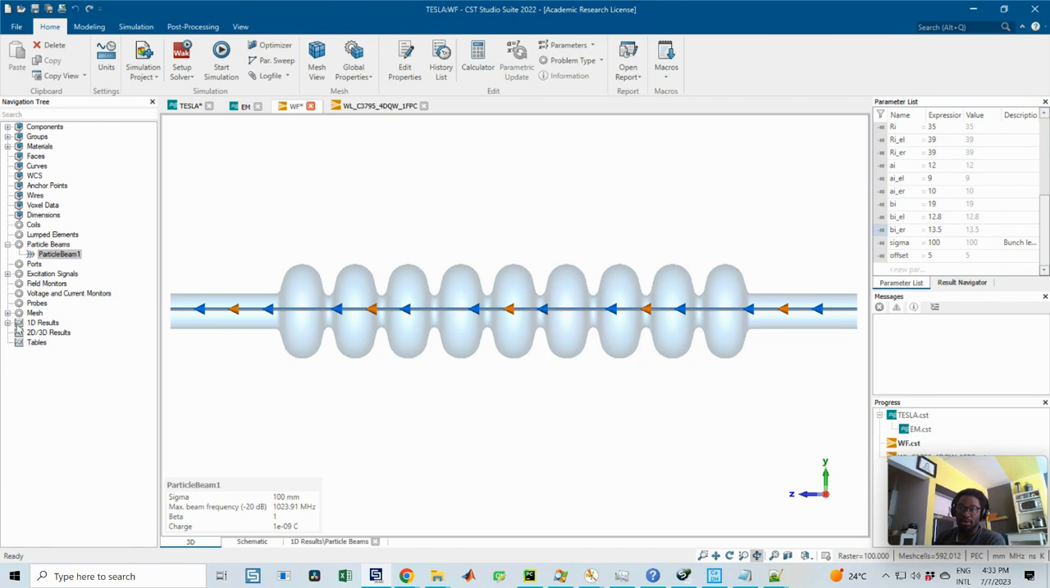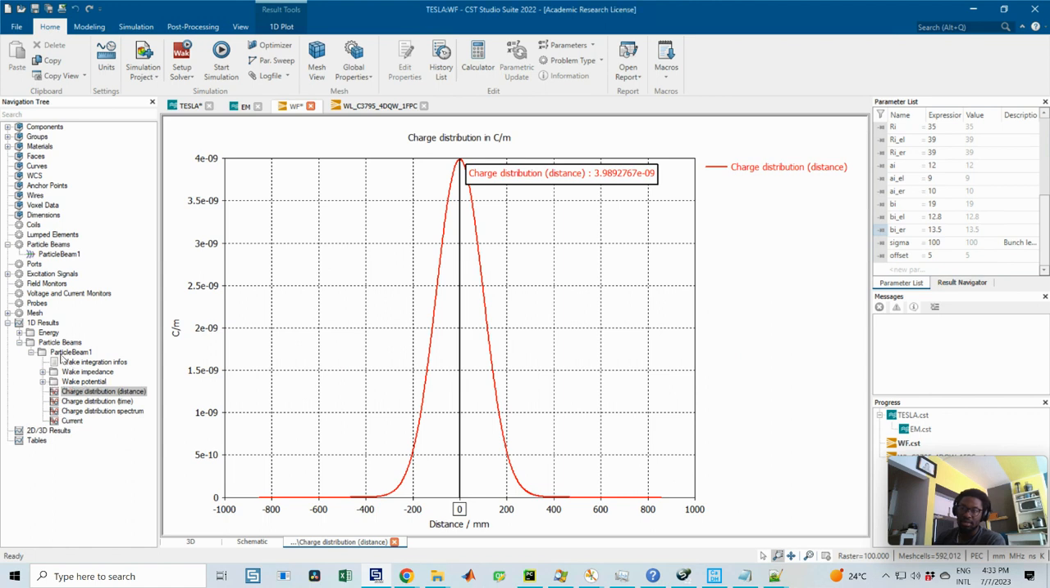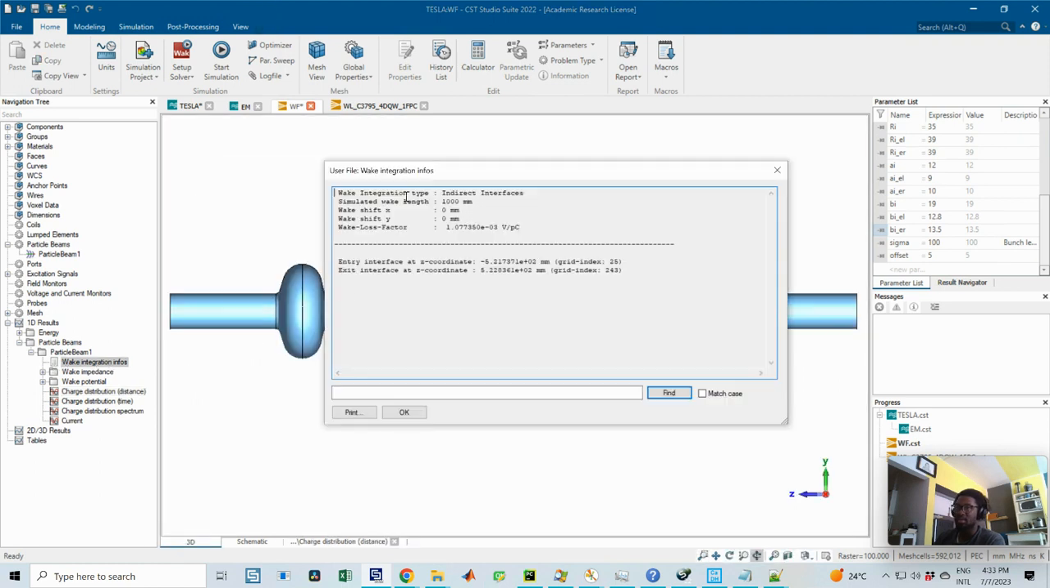Once you're done running your Wakefield analysis, you should see 1D results and then particle beams, and then you should see your wake potential, of course, and charge distribution, everything. But to get your loss and kick factors, you see this wake integration info. If you double click on it, then you see your wake loss factor. Because there was no shift, my integration part was not shifted, so the shift is 0. So what I'm having is the wake loss factor.